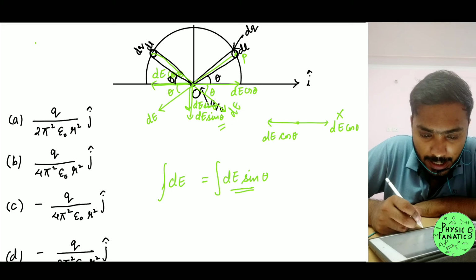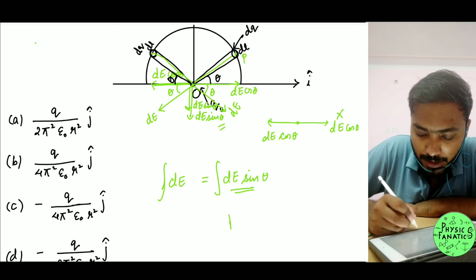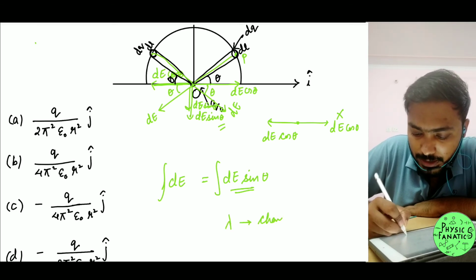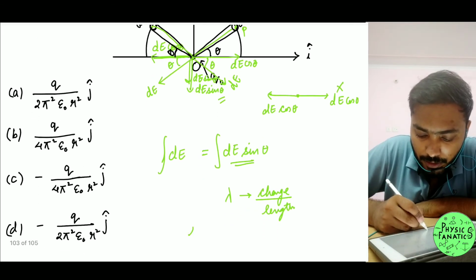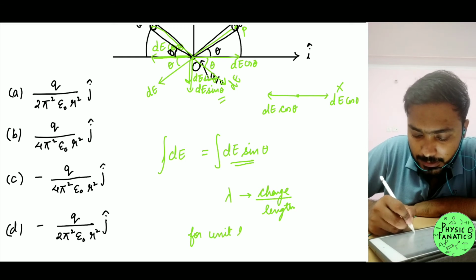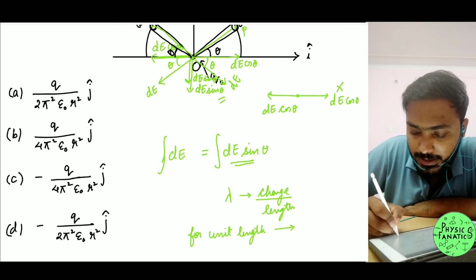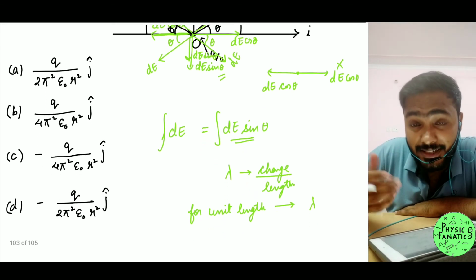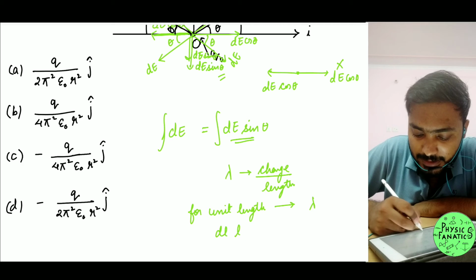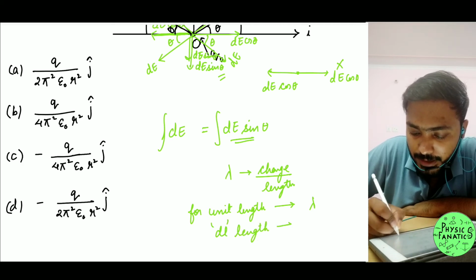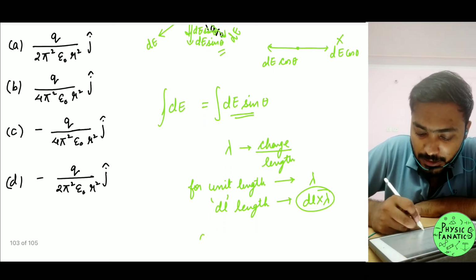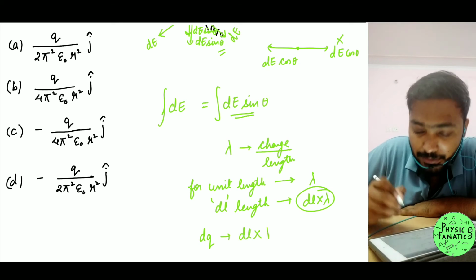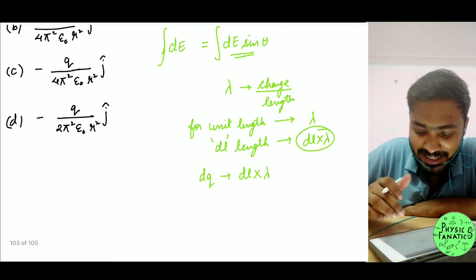I have to introduce a term, that is lambda. Lambda is your charge per unit length, right? So for unit length, how much charge does it have? Lambda. If unit length has lambda charge, then I can say dl length will have dl times lambda charge. So dq will have dl times lambda charge. I hope that is understandable. Is that a yes or no?